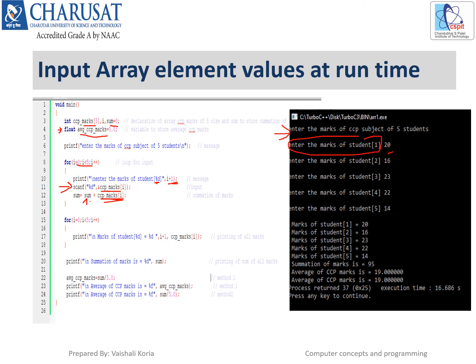Then the next iteration starts. In the next iteration, the next message will be printed: enter the marks of student 2. Suppose the user has entered 16, so that 16 will be stored in CCP marks[1], and that will be added to the sum variable again. So using this for loop you have to enter the 5 marks, and all these marks will be added to this sum variable.